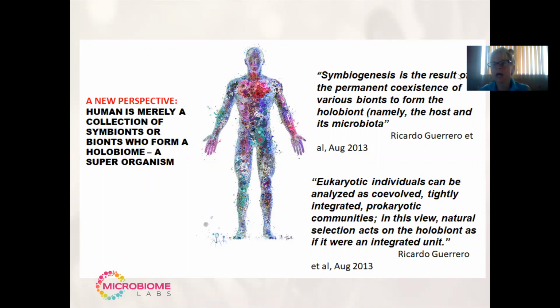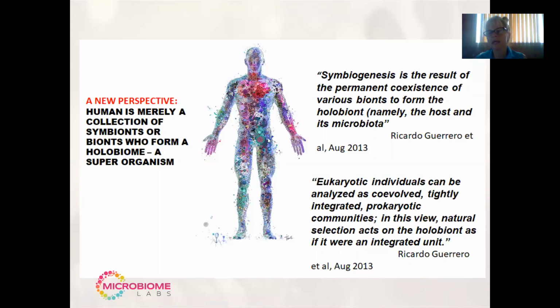Symbiogenesis is the result of permanent coexistence of various biots to form the holobiont, namely the host and its microbiota. And that's by Ricardo Guerrero et al. The eukaryotic individual can be analyzed as co-evolved, tightly integrated prokaryotic communities. In this view, natural selection acts on the holobiont as if it were an integrated unit.